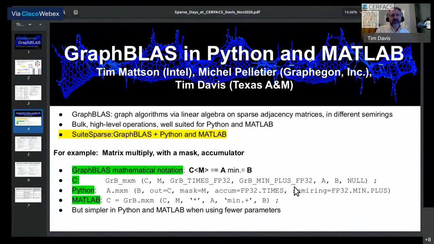Well, here's a slide from a talk I gave not long ago, work with Tim Mattson at Intel and Michael Pelletier on a Python and MATLAB interface to GraphBLAS. And so imagine you just want to do A times B with the min-plus semiring and with a mask. Well, the C API looks like this line here. The Python and MATLAB are here. Now in MATLAB in particular, if you use the default conventional semiring, just use star. If you don't have a mask, there it is. It's just a single overloaded operator. And in MATLAB and Python as well, if the inputs are defaults, you can leave them out. So it's simpler. And here's an example of PageRank.